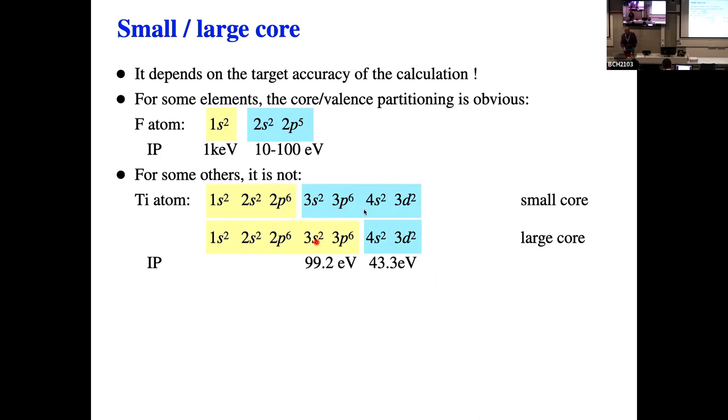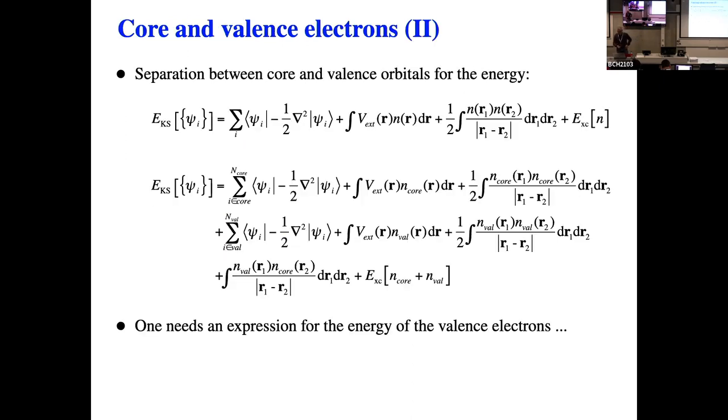In some cases, it's obvious. For instance, here in fluoride, you see that you have the 1s electrons that have much lower energies compared to the 2s and 2p. In the case of titanium, it's less obvious whether you need to take the 3s and 3p in the core or in the valence electrons. And so you sometimes need to test these kinds of things.